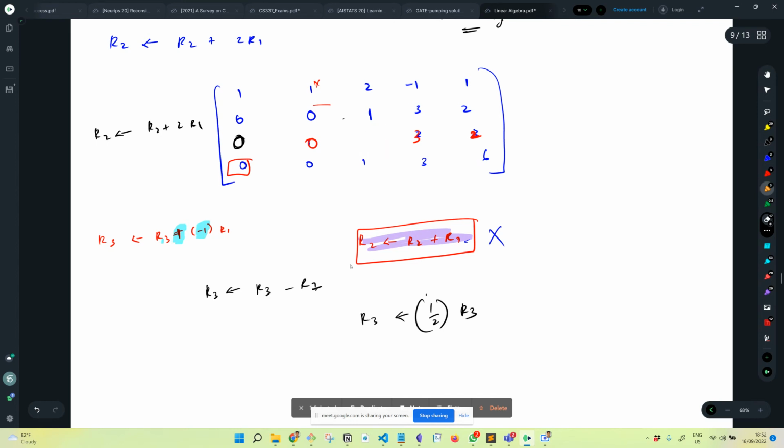What will happen if I make R3 equals R3 by 2? Here I will get a 1. This will become 3 by 2, and this will become 1 again. Okay. So now I'm done with the third entry of the third column. I should go to this entry, and I want to make it 0. Can you suggest an operation that will make this 0?